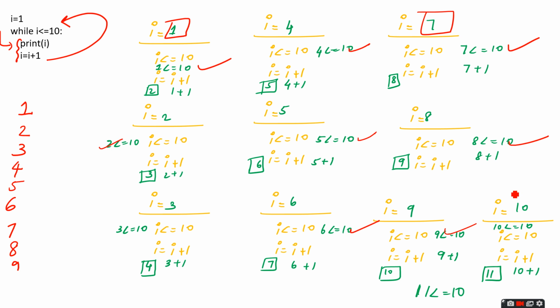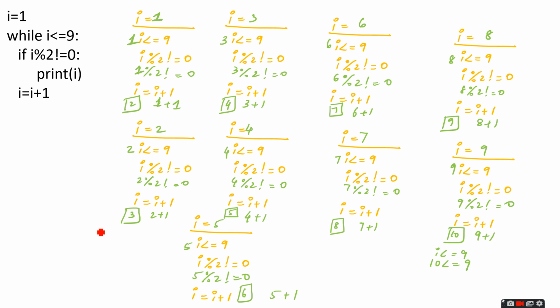Then we will go back to the loop and check the condition: I less than or equal to 10. The condition is true, so print I; 10 is printed. Then I equals I plus 1, which is 11. Now we go back to the loop and check whether 11 is less than or equal to 10. The condition is false, so we will come out of the loop. So this is the output.